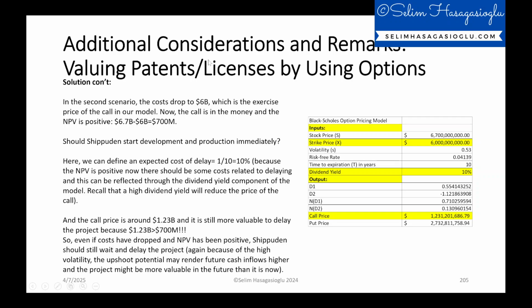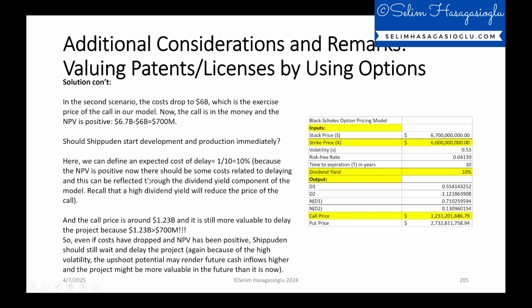So in the second scenario, the costs drop to $6 billion, which is the exercise price of the call in our model. So you need to change this. Now the call is in the money, because remember, this stock price will be the same, the present value of your future cash flows. The cost has dropped, the strike price. So now the call is in the money and the net present value is positive at $700 million. Should she start development and production immediately?